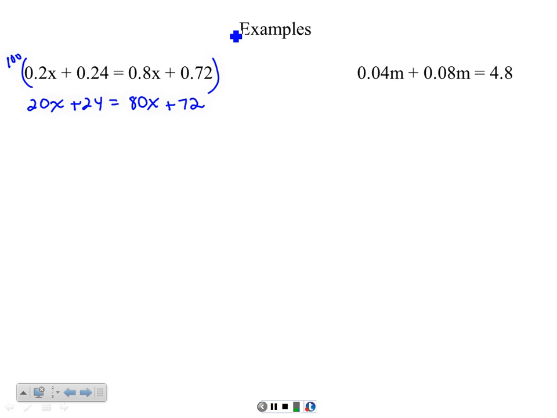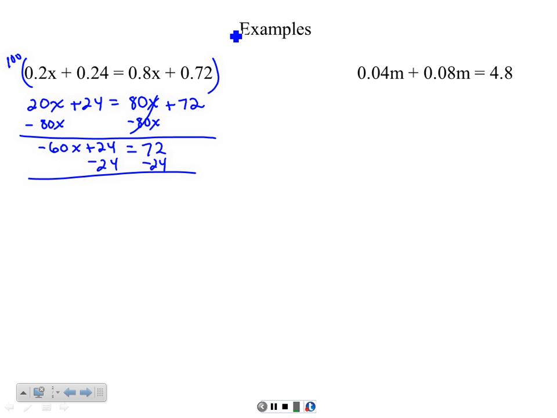Now I need to go back to my 2.1 steps and follow those. So I need to get my x terms on one side and my non-x terms on the other side. So I'm going to subtract 80x from both sides. And so I'll have negative 60x plus 24 is equal to 72. And then I'm going to subtract 24 from both sides. And so I'll have negative 60x is equal to 72 minus 24, which is going to be 48.